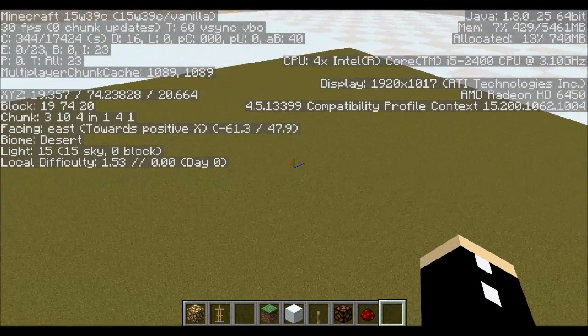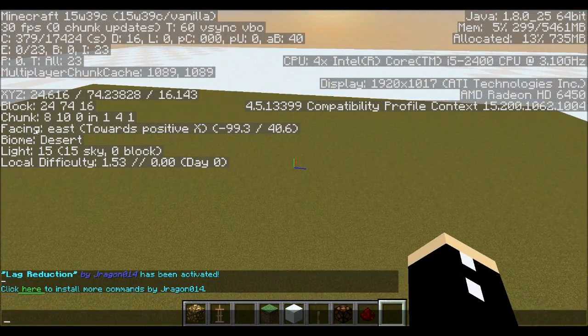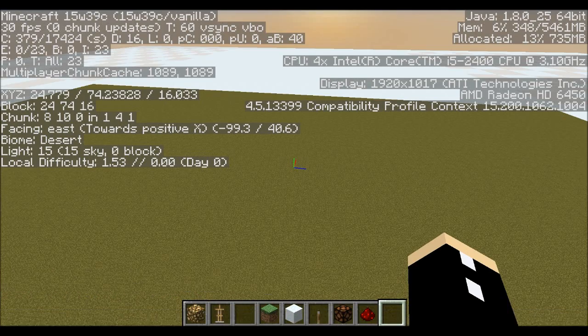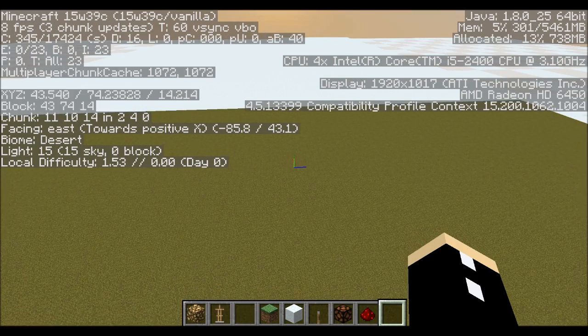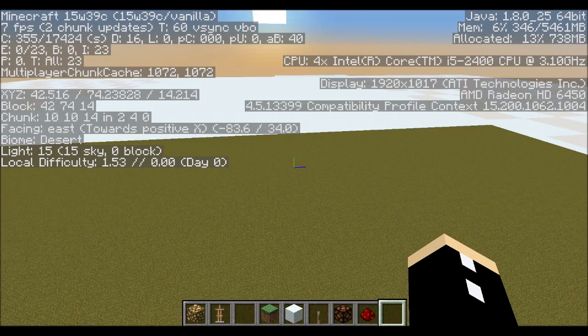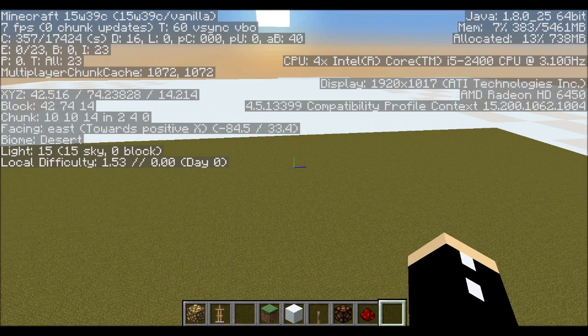Now you can see exactly where you're facing by looking at this facing thing, where it says towards positive X, and that's how I know I'm moving towards positive X rather than just looking at the coordinates. You can also see it in the crosshair in the middle of the screen. The Z is the blue, the X is the red, and the Y is the green.